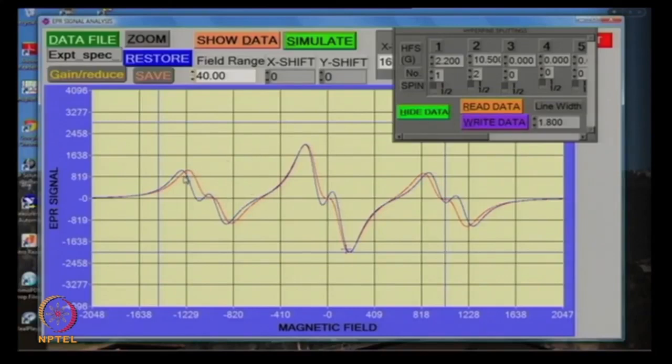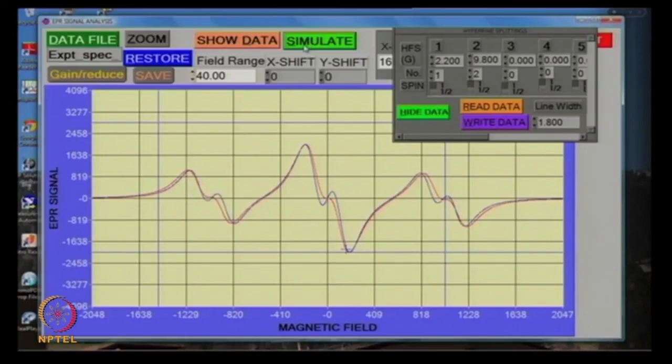But now, what has happened? The blue, the simulated spectrum shows a line which is further away from the observed one. This is also further away from the observed one. Same is true here also. That means the big coupling constant has become more than what it is supposed to be. So, let us reduce this. Maybe what was the value earlier? 9.5. Let us go back to 9.8.